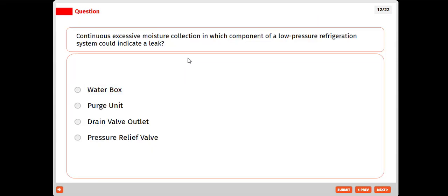Continuous excessive moisture collection in which component of a low pressure refrigeration system could indicate leak? Okay. Water box per unit, drain valve outlet per unit.